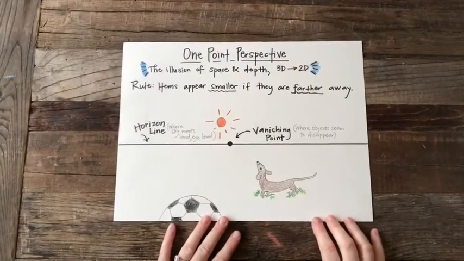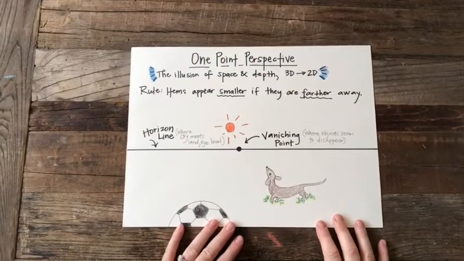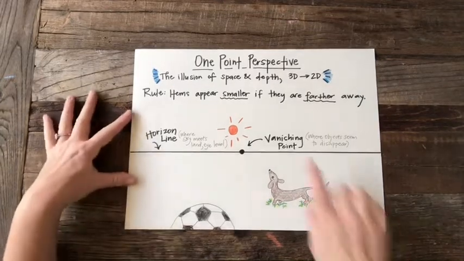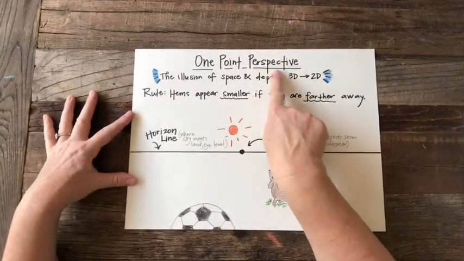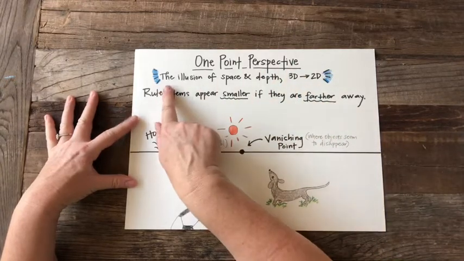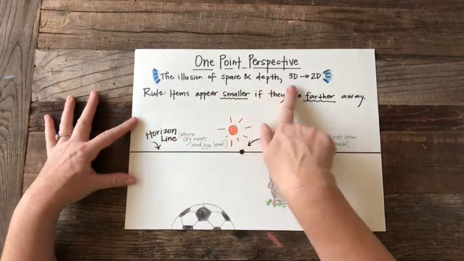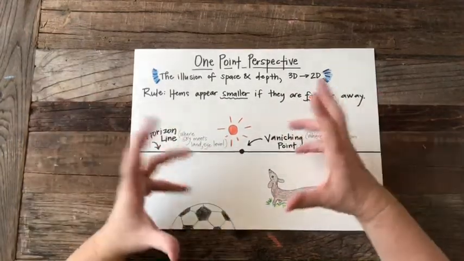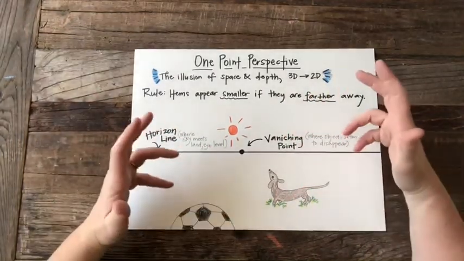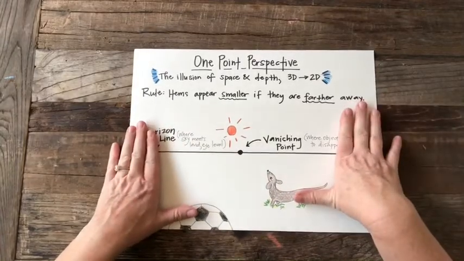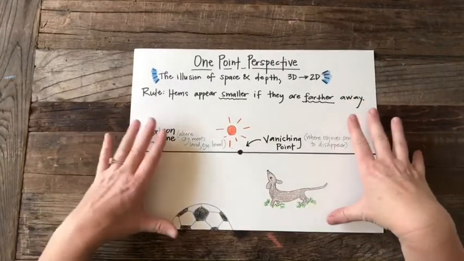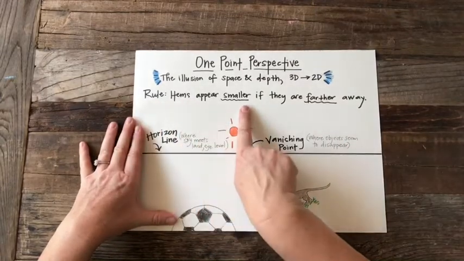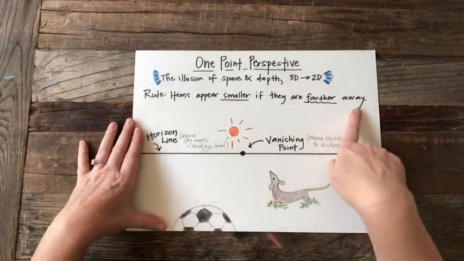Okay, so for our perspective landscape, there are 3 new words that I want you to learn. The first one we already talked about a little bit, and that's perspective. It's the illusion of space and depth, moving from 3-dimensional to 2-dimensional. So 3-dimensional would be our world as we see it in real life, and 2-dimensional would be when we're trying to write that down on a piece of paper, like an art project. Here's the rule. Items appear smaller if they are farther away.